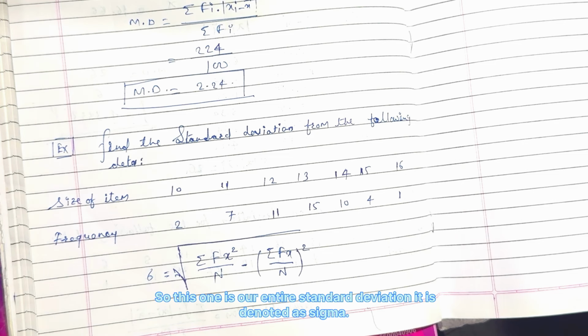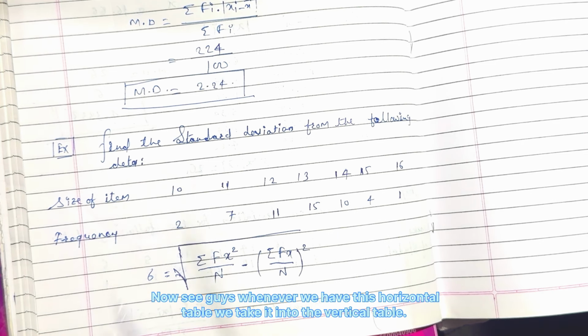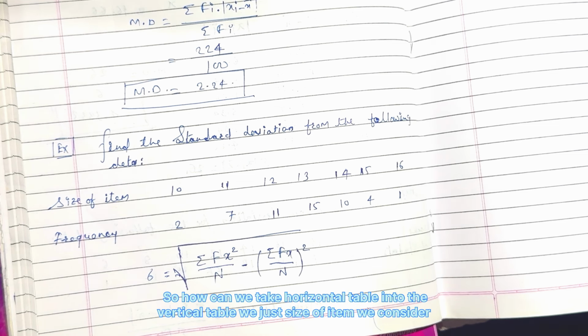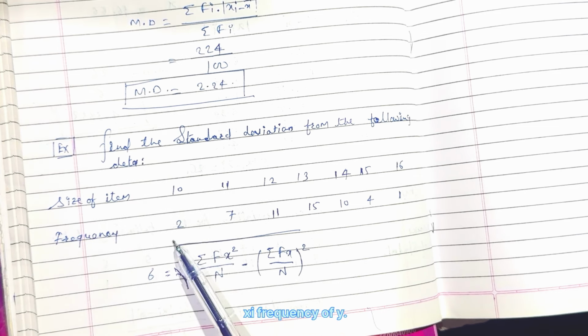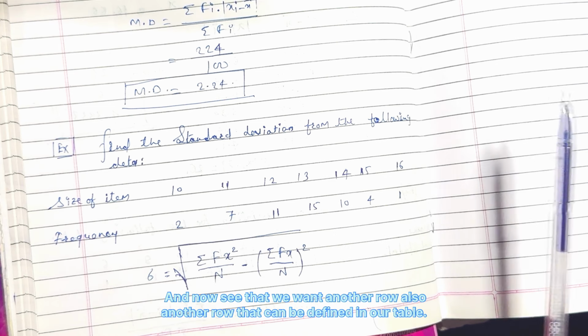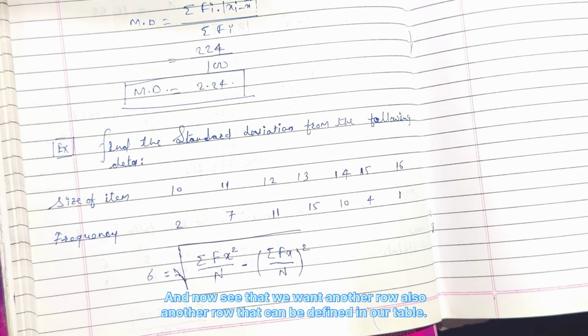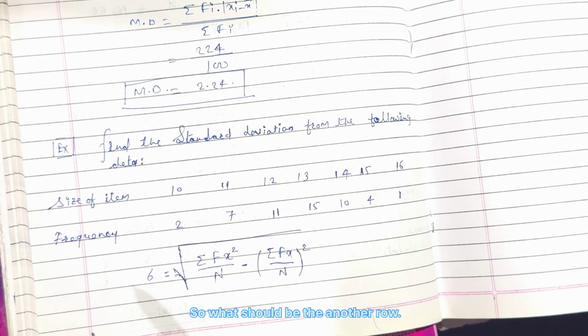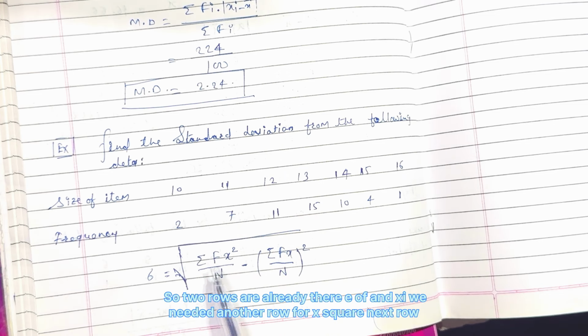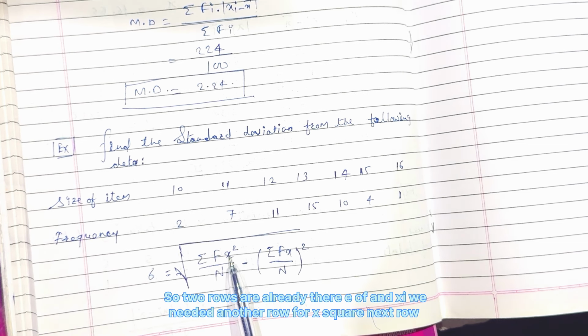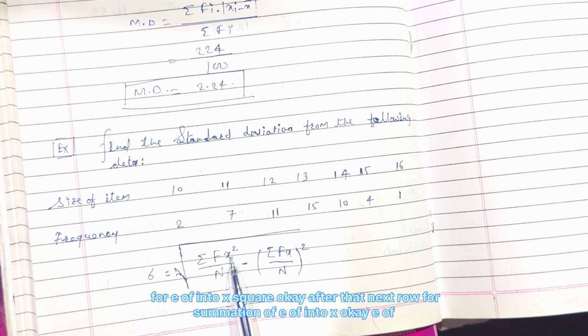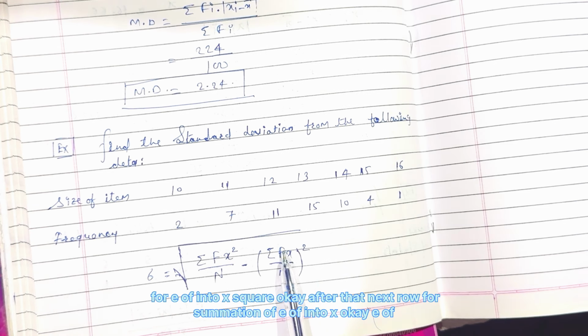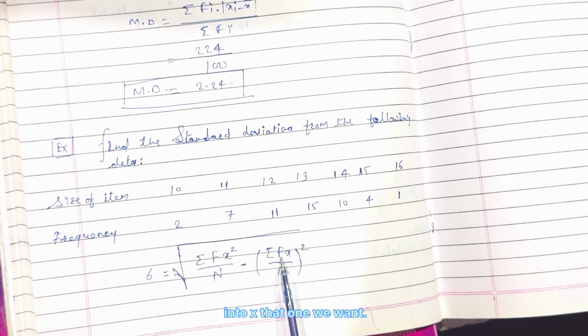Now, whenever we have a horizontal table, we convert it into a vertical table. How can we do that? We take the size of item as xi and the frequency as fi. We also want other columns defined in our table. Two columns are already there, f and xi. We need another column for x square, the next for f into x square, and after that a column for summation of f into x.